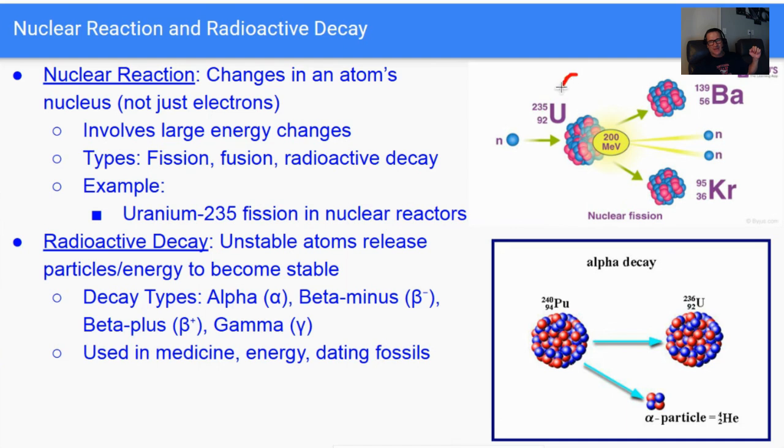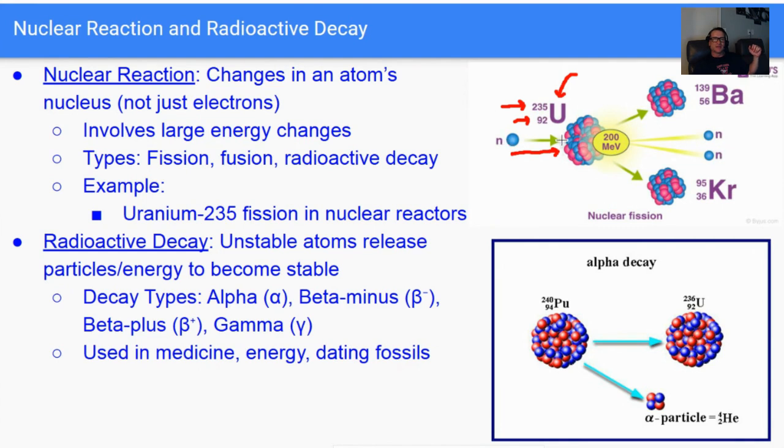So here we have uranium-235. It's used in a lot of different atomic bombs. It's also used in nuclear power plants to make electricity. This is where a neutron strikes a large nucleus of the atom uranium-235. 235 is its mass number, and 92 is its atomic number, so uranium has 92 protons.